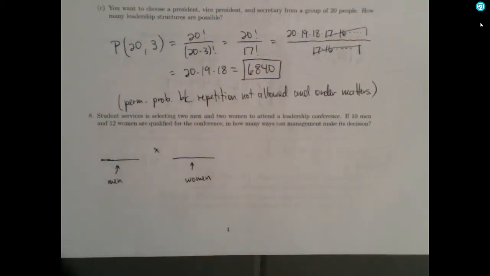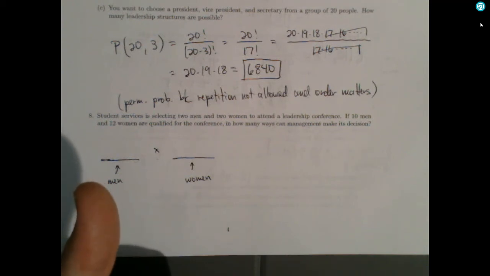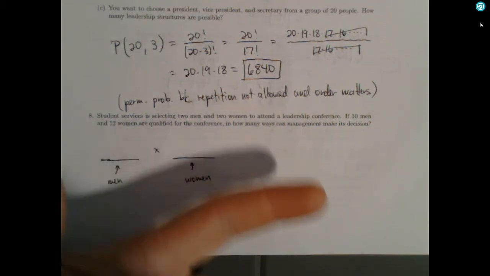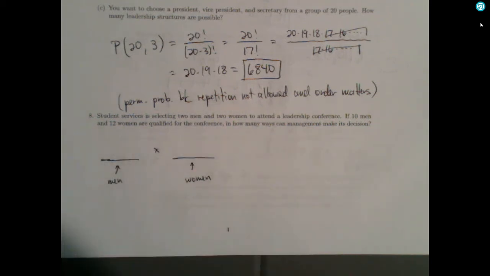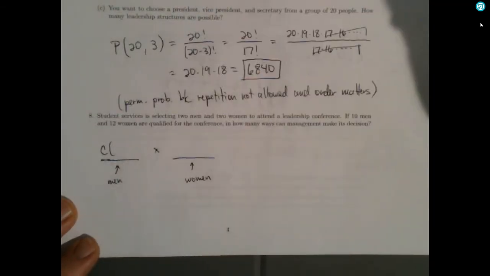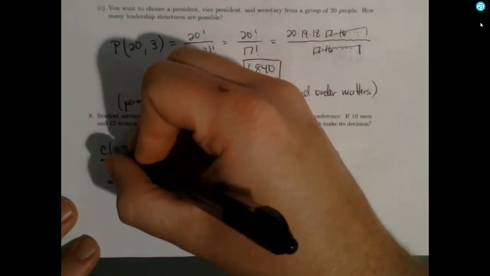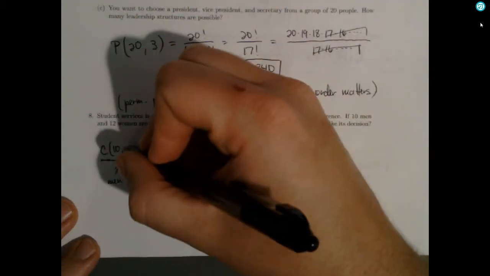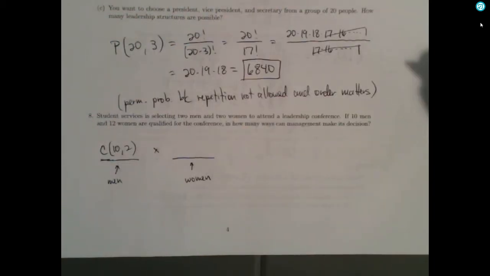So repetition is not allowed, so automatically we know it's either a combination or a permutation, not an exponent. And the order does not matter, so that means it's got to be a combination, right? This is going to be a combination. Out of the 10 men that we have available to us, we need to choose 2 of them to go to the conference, okay?